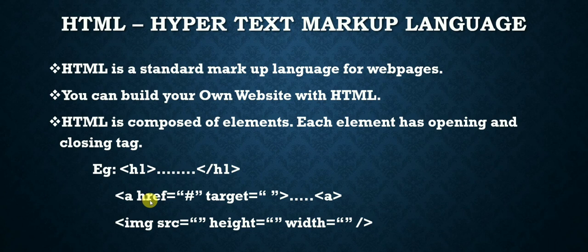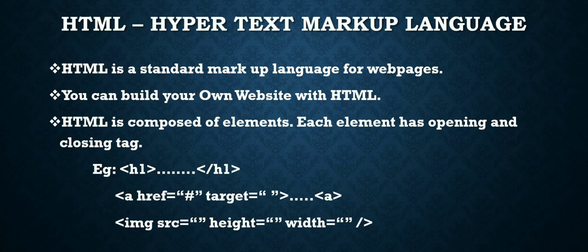Every element will be having certain attributes. Like here it is having hyper reference attribute and target attribute. The attribute will be having some values. Here the values are not given. We are going to learn about the attributes and the values of an element in the upcoming lessons. The third example is an image element, which is having source attribute, height and width attributes. So this is a brief introduction about HTML.